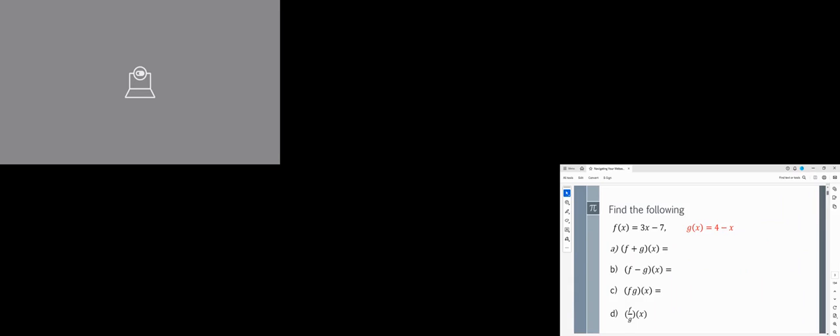If we have two functions, find the following: f of x is equal to 3x minus 7 and g of x is equal to 4 minus x. If we want to add, subtract, multiply, or divide, we can rewrite these as they're defined. So f plus g of x is equal to f of x plus g of x. And so our next step would be to substitute f of x and g of x. So f of x is 3x minus 7 and g of x is 4 minus x. Then we're going to simplify.